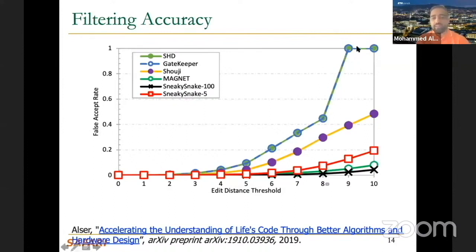You can see, for example, Gatekeeper at edit distance threshold 9 or 10, they don't reject anything. So they accept basically everything. So they have a false accept rate of 100%. And Shouji is somewhere in the middle. But they still all perform very well up to 5%, which is the typically used edit distance threshold. So we normally use somewhere around 5% of the sequence length.